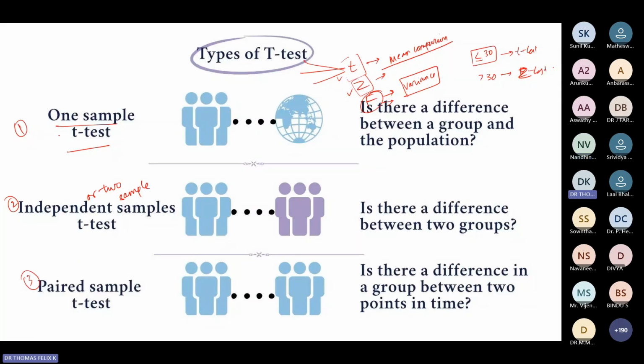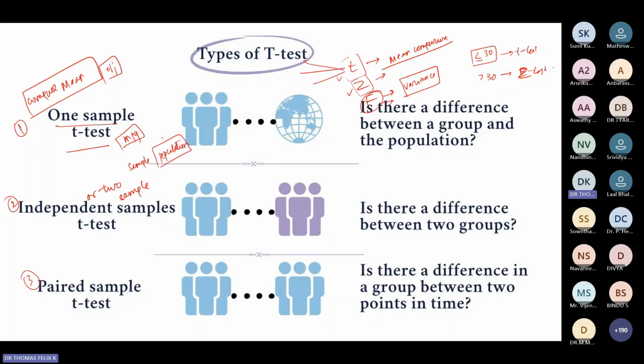As I said, the ultimate aim is to compare the means. In the case of the one sample t-test, you have only one variable or only one sample, for example, miles per gallon. You know the difference between the sample and the population. Population means the entire group.